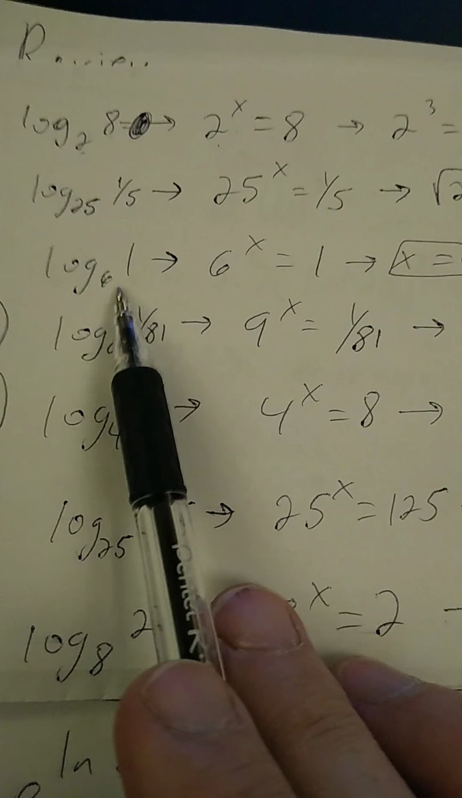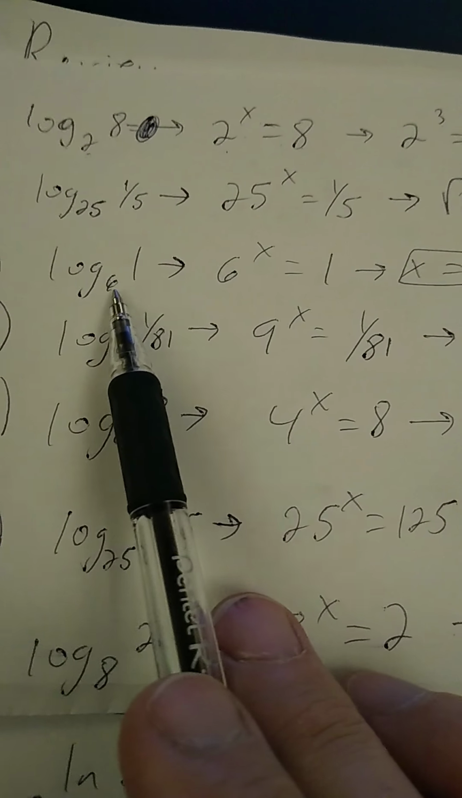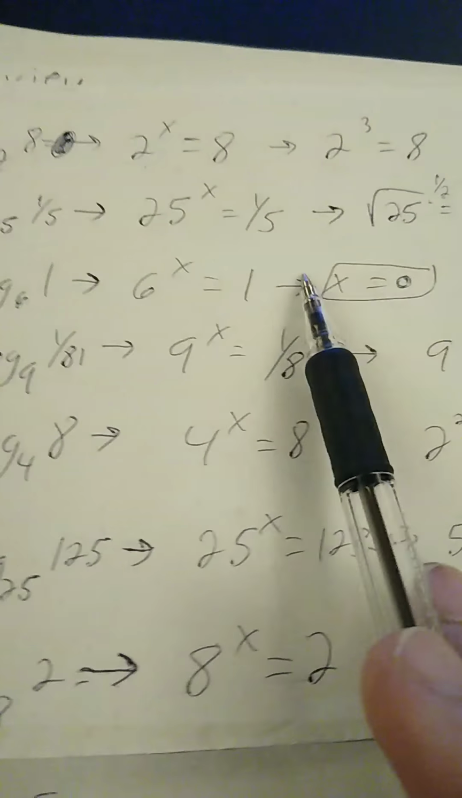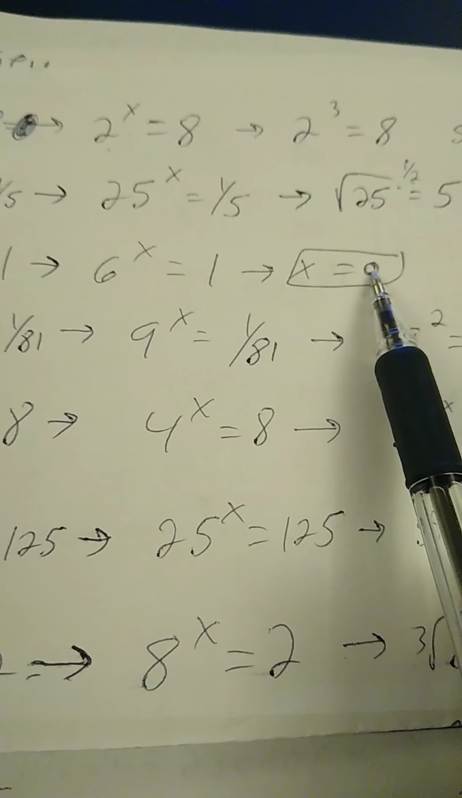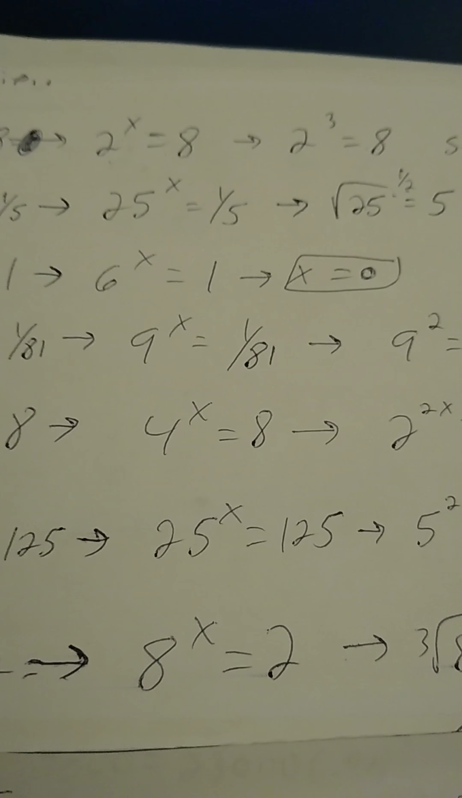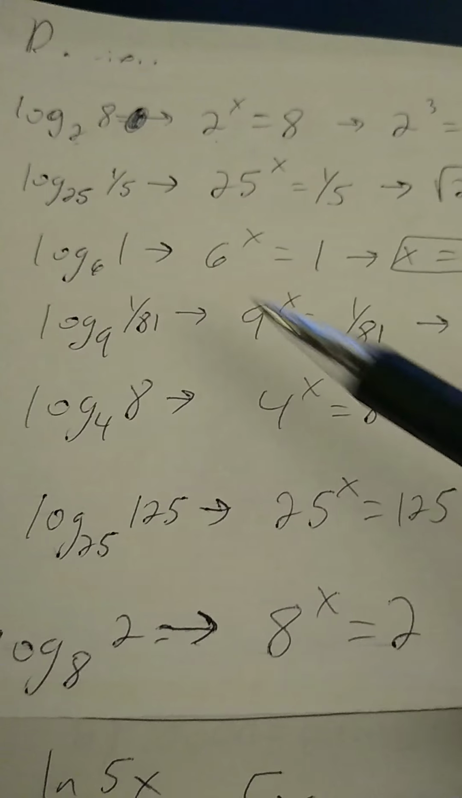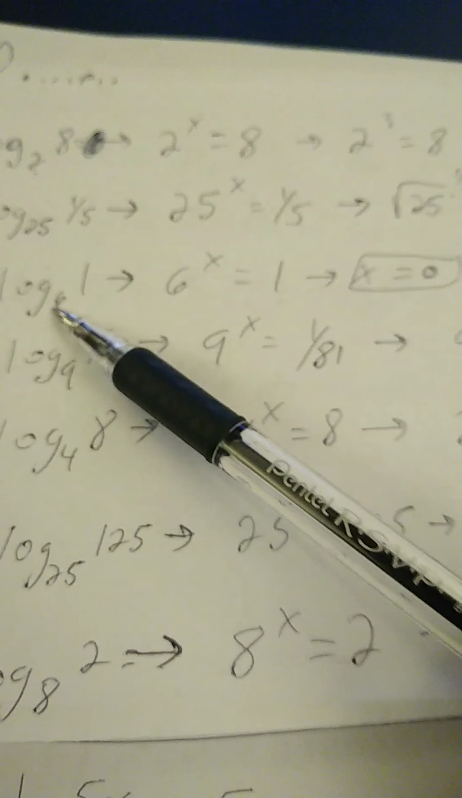Next, log base 6 of 1. 6 to what power equals 1? Well, the only thing that can give you 1 is to have an exponent of 0. So the answer must be 0 when it's a log of 1. It doesn't matter what the base is. Log of 1, answer is 0.